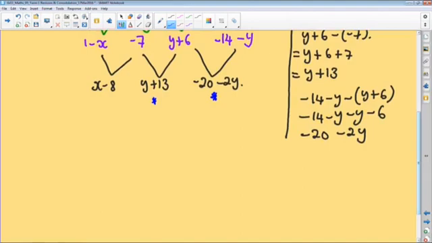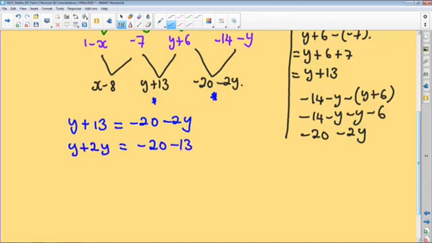All right, so now the second difference is the same throughout, so you'll have your y plus 13 is equals to minus 20 minus 2y. Okay? Collect your like terms. You've got y plus 2y. It's minus 20 minus 13, which gives us 3y equals to minus 33. Therefore, y is minus 11.